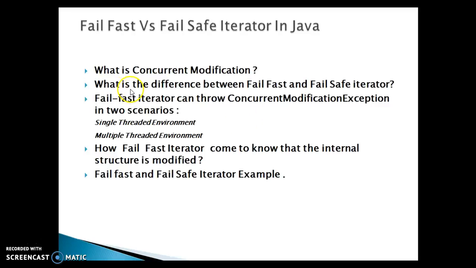Now the next question in this list: what is the difference between fail fast and fail safe iterator? When we talk about the fail fast iterator, you can define it as one that, while iterating through the collection, instantly throws concurrent modification exception if there is a structural modification of the collection. Thus, in case of concurrent modification, the iterator fails quickly and cleanly, rather than risking arbitrary, non-deterministic behavior at an undetermined time in the future. So it's good to get the concurrent modification exception while iterating itself, rather than showing unrealistic behavior in the future.